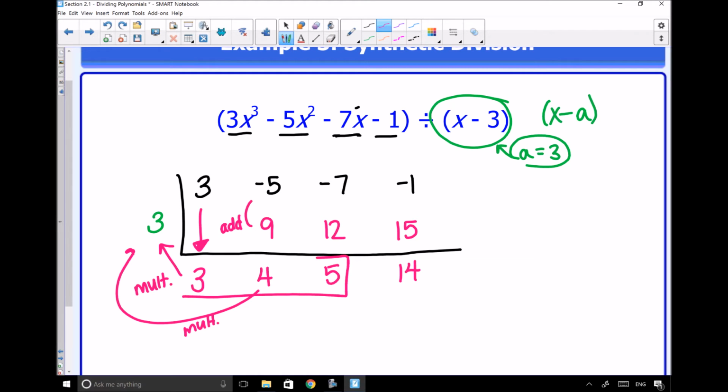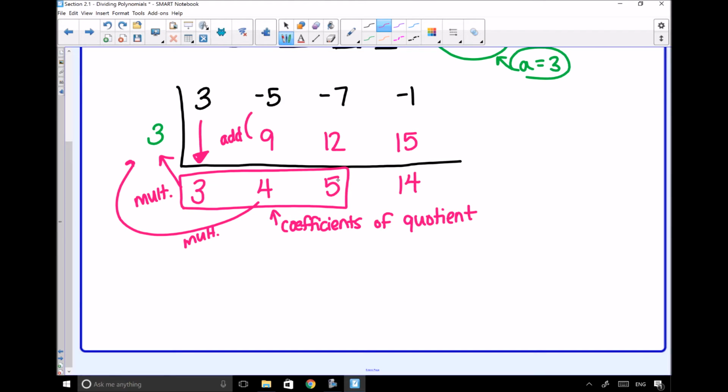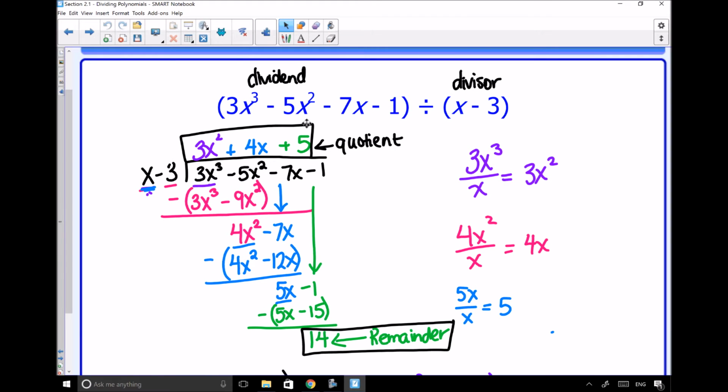So these are the coefficients of my quotient. And I'm going to work backwards to figure out what my highest exponent is. So right here, this is going to be the power of 0, power of 1, so this is to the power of 2, which means that my quotient is going to be 3x squared plus 4x plus 5, which is exactly what we got when we did this before. In case you didn't notice, it's the exact same problem that we had originally right here. So we got 3x squared plus 4x plus 5 as our answer here with a remainder of 14.